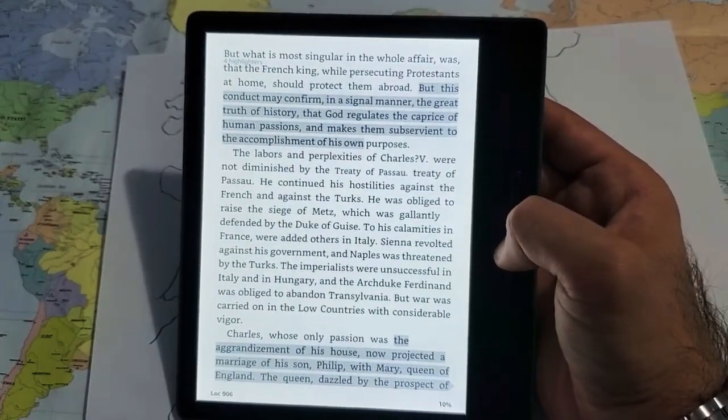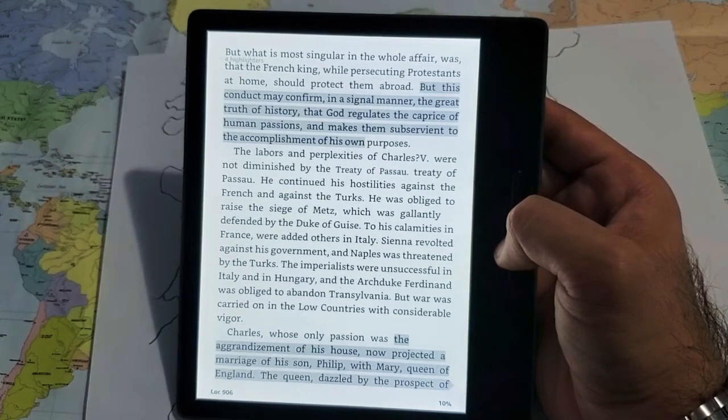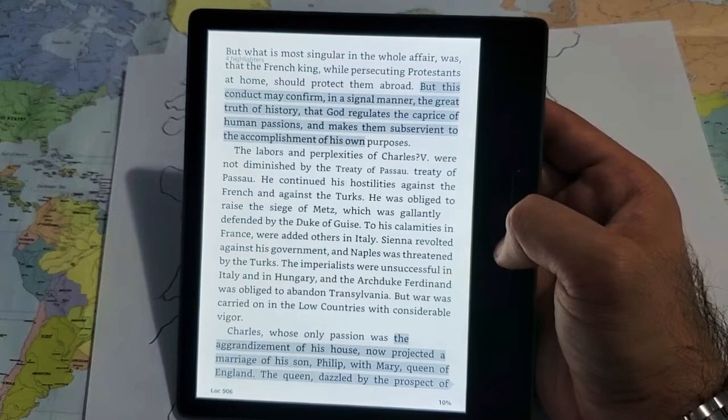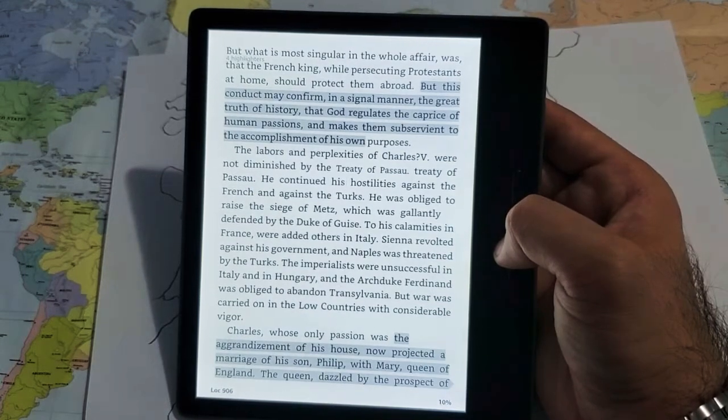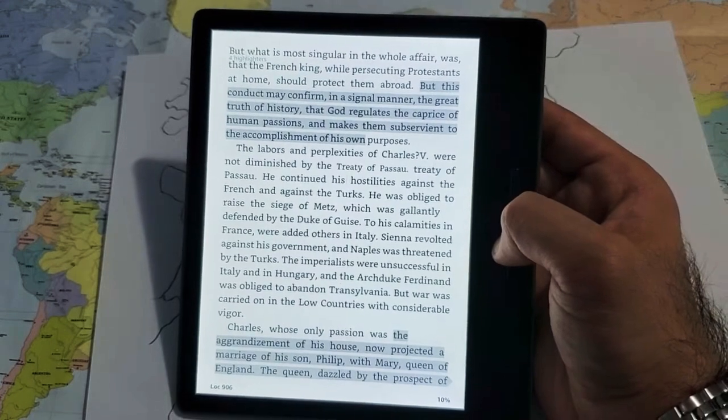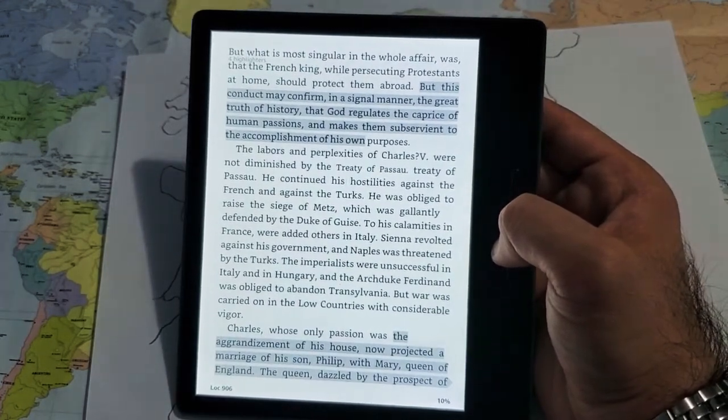To his calamities in France were added others in Italy. Siena revolted against his government, and Naples was threatened by the Turks. The imperialists were unsuccessful in Italy and in Hungary, and the Archduke Ferdinand was obliged to abandon Transylvania. So he's losing everywhere. Transylvania is Romania.